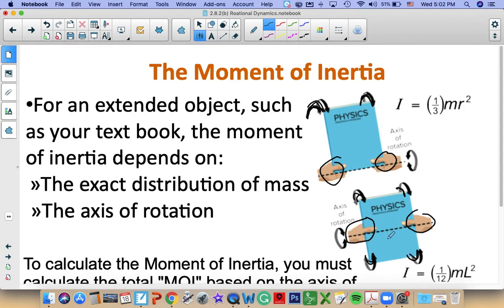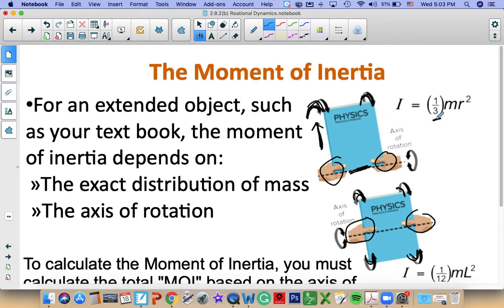Now, for the explanation, think about it a little bit. Distribution of mass plays into effect here, and axis of rotation here. In this example, I grab it down here on the bottom. Where is most of the mass going to be? Well, most of the mass is going to be along here, right? So I'm trying to spin or rotate that entire book from one end. So this is going to be a little bit harder.